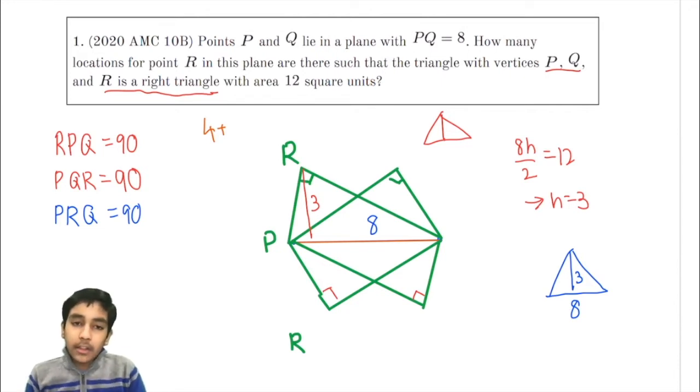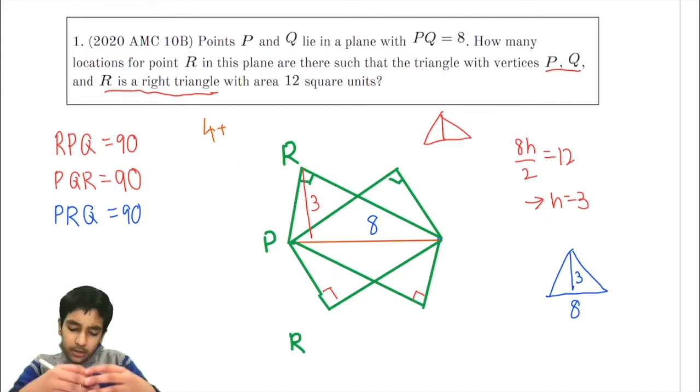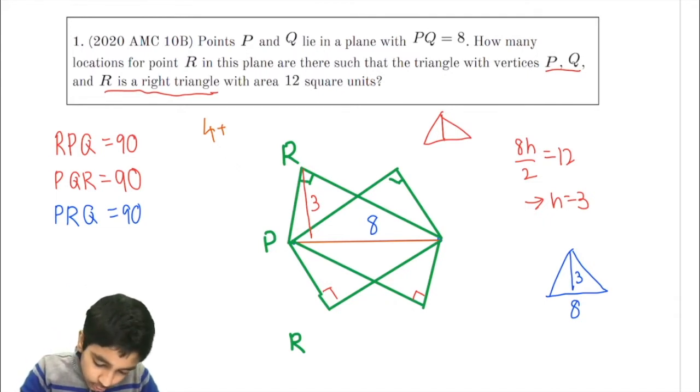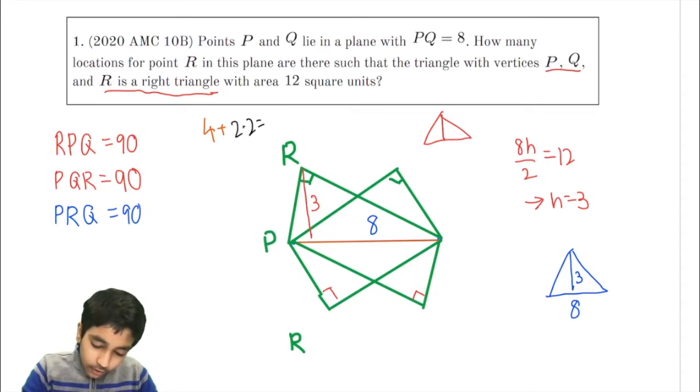So there's going to be two sides, on the left and on the right, and on the bottom and the top. So there's going to be 4 plus an additional 2 times 2 equals 4 cases, for an overall sum of 8 cases. So the answer to this problem is 8.